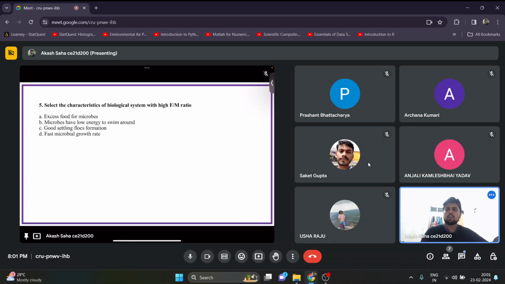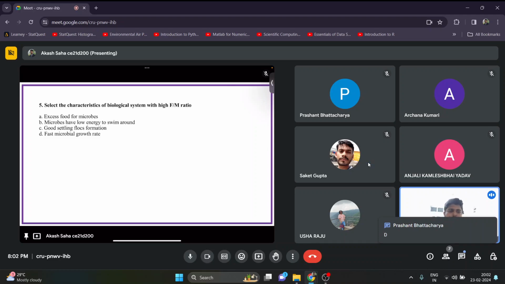Is there excess food for microbes? Microbes have low energy to swim around, good settling flux formation, or fast microbial growth rate. So I have to select the correct characteristics of a high F by M ratio. Excess food for microbes. Excess food for microorganisms is one of the right answers because there will be more BOD, so more food. There is one more correct answer.